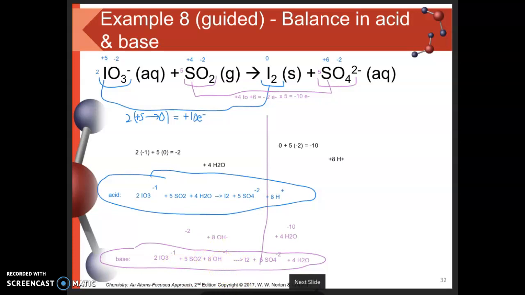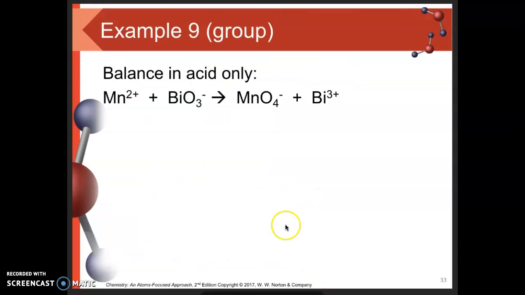Let's take a look at one more example. This one we're only asked to balance in acid, so we don't have to worry about the divergence here. We can go straight into just balancing it out.